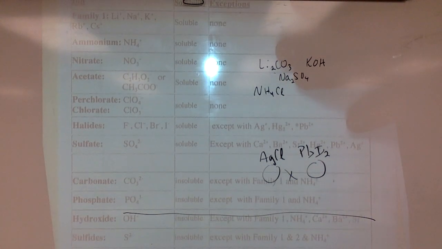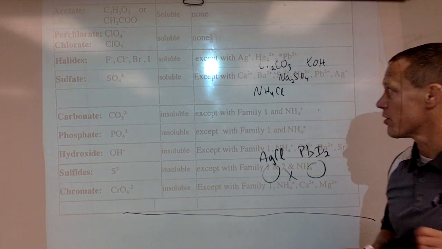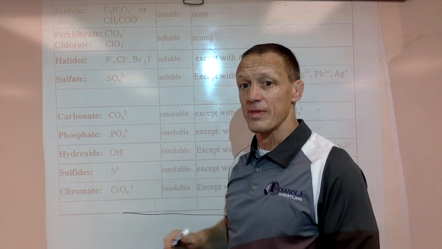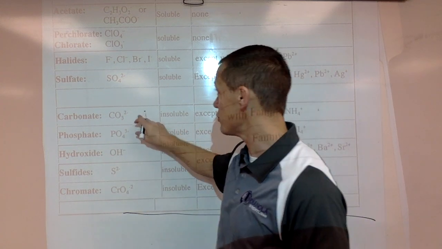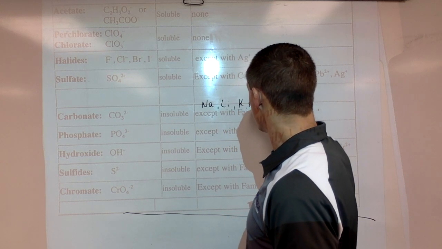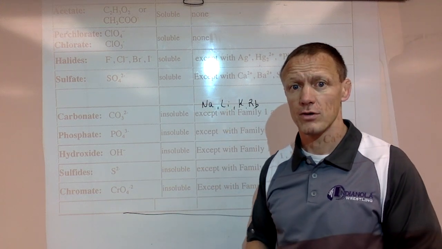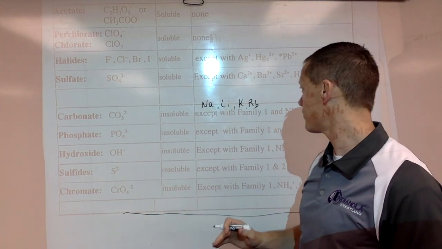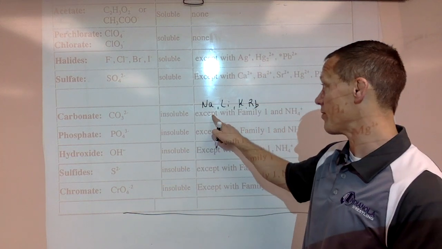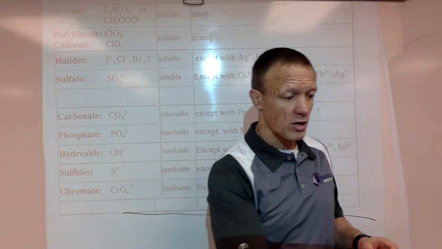So these things at the bottom are generally insoluble. Not always, though. Okay, so carbonates are insoluble unless they're with family 1. So unless you have sodium, lithium, potassium, rubidium. So if you had like sodium carbonate or lithium carbonate, it will dissolve. Okay, but otherwise carbonates are insoluble, or if they're with ammonium too. So these things, if you see them, they're generally insoluble unless they're with family 1 or ammonium. Okay, so you can kind of figure out the solubility rules from there.